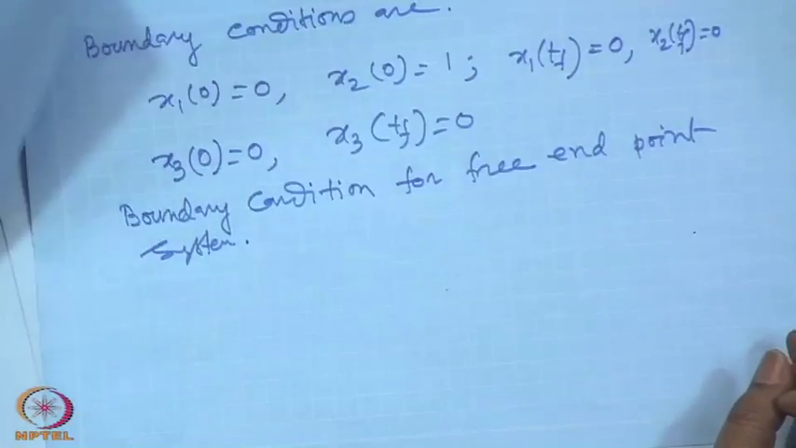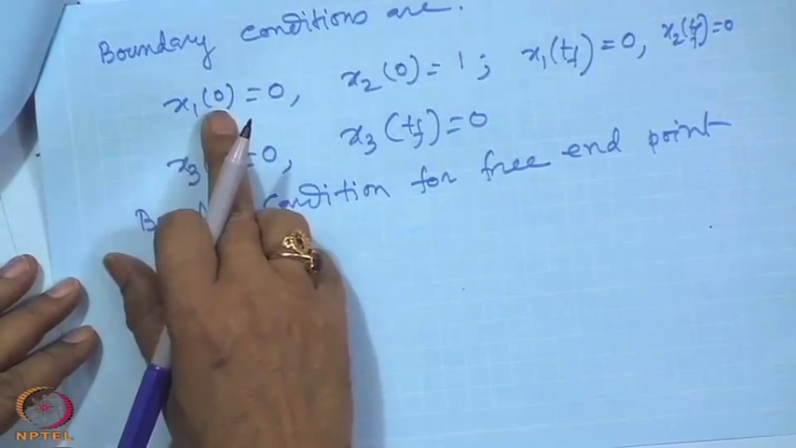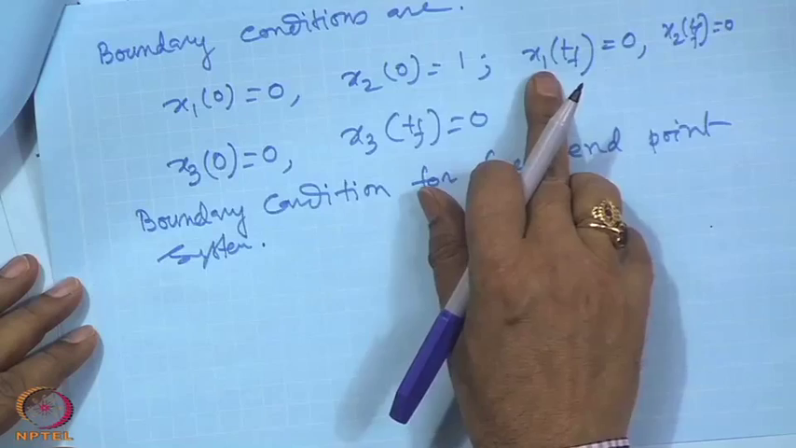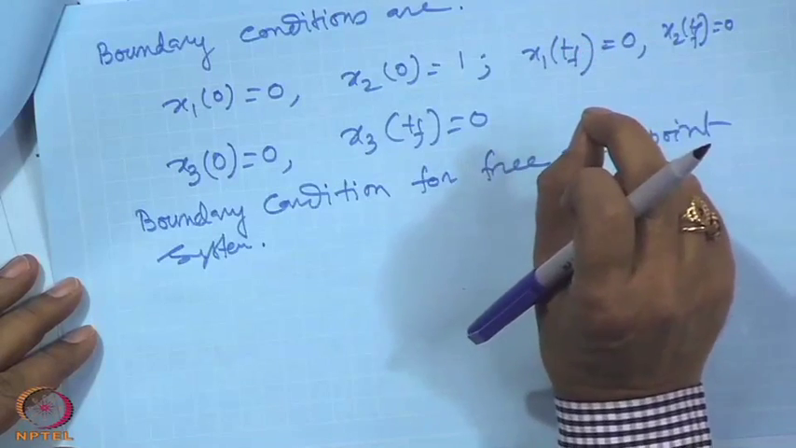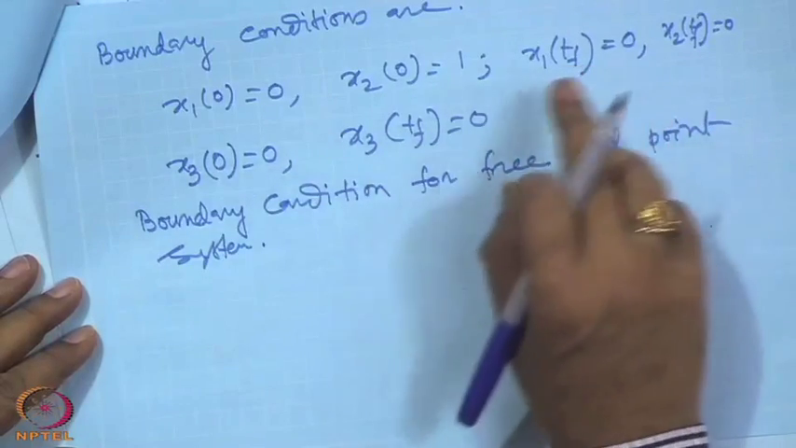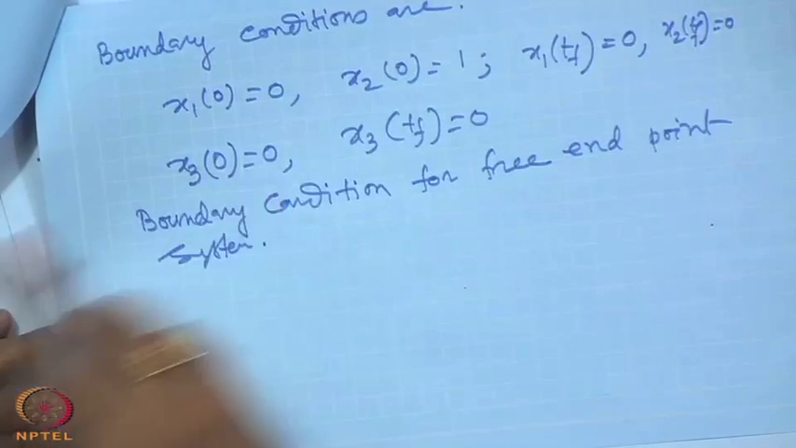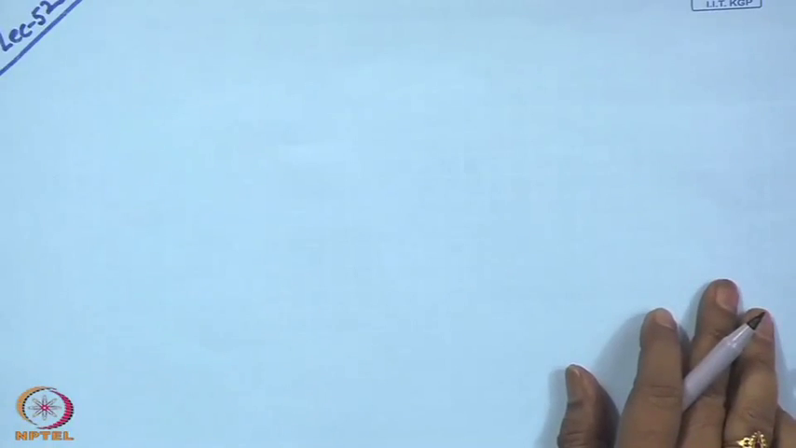Then next thing is we have to use the boundary conditions to solve these problems. And x 1 of 0 we know is 0, given in the problem, x 2 of 0 is 1, as given in the problem, but our initial state we have to drive to the origin with a suitable control action, keeping in mind that input is constrained and the state is also constrained as given in the problem. So, our final state is x 1 t f is 0, x 2 t f is 0, and x 3 from our boundary condition, x 3 t f is 0. And another boundary condition from the free end point, we will get it.